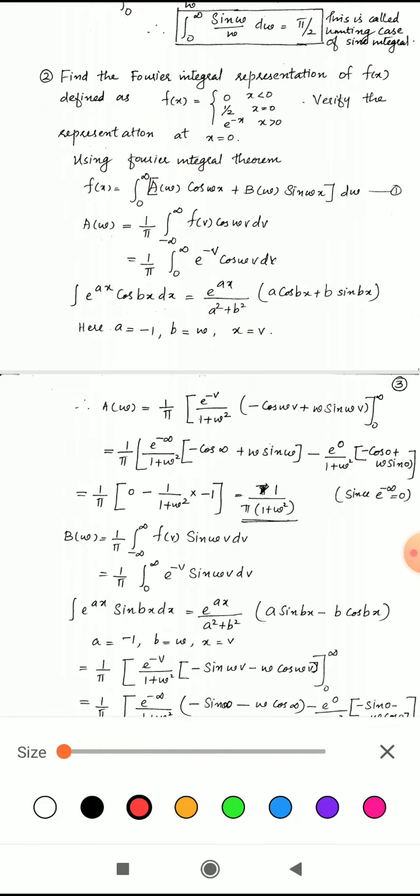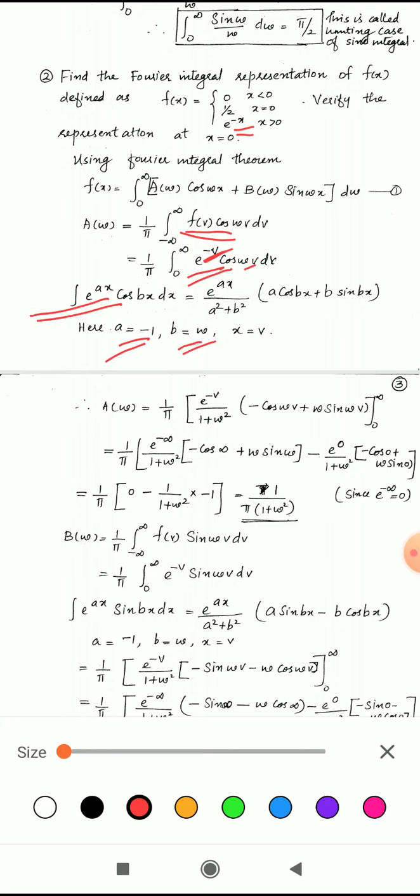But here we have to substitute f(v). If f(x) is e raised to minus x, then f(v) is e raised to minus v, times cos omega v dv. Next, we have to integrate, using this equation: the integral of e raised to ax cos bx dx equals e raised to ax by a square plus b square, into a cos bx plus b sin bx. Here a equals minus 1, in the place of x we have v, and b equals omega.